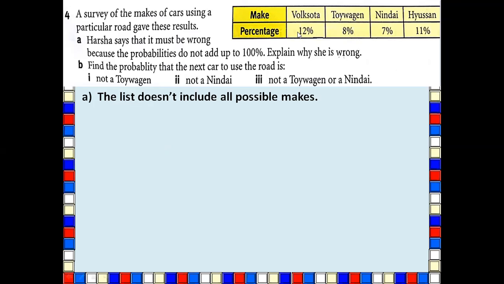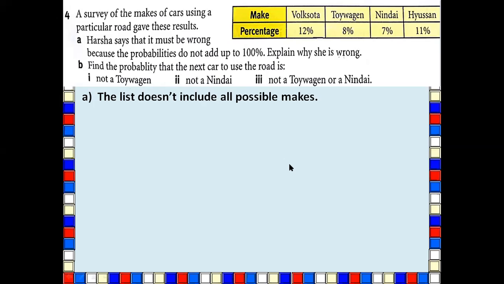When you talk about, for example, types of cars, you should show all the types of cars in the world. If you just show, for example, Toyota and Hyundai, that's not going to be so accurate. You should talk about Toyota, Hyundai, Kia, Mercedes, all the types of cars. So why is he wrong here? Because this is not all the makes that could be happening. Let's go to part B. Find the probability that the next car to use the road is not a Toyota Wagon. Choosing a car which is not a Toyota Wagon.